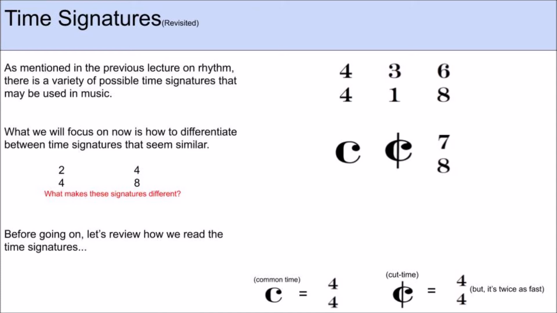And on the bottom right, I have just a brief little key to explain what those C symbols mean in that group of time signatures. The normal C, we call that common time, and that is the same thing as 4-4. Because 4-4 is the most common time signature, sometimes you will see just the C and it refers to the most common time. If you see a C with a slash through it, that means cut time. It is also 4-4, but it is twice as fast.